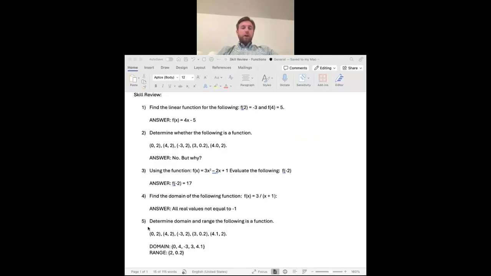Okay, and then the final one: determine the domain and the range. So here's the function again. Now I modified it a little bit. I said 4.1 so that it would make a function. So how do we go about it? When you have something like this, a set of just ordered pairs, how are you going to find the domain?